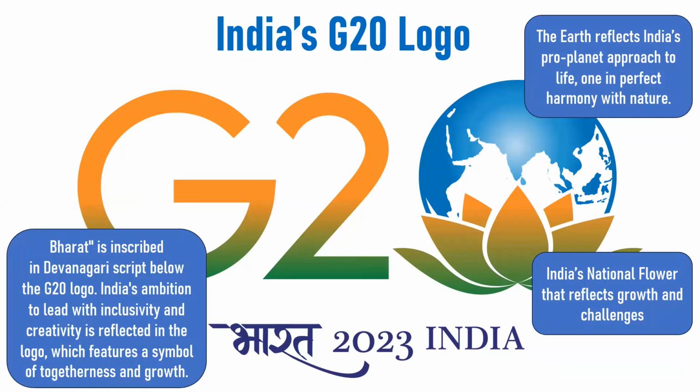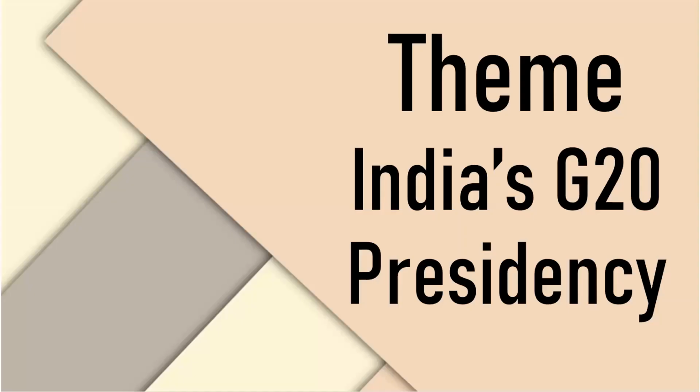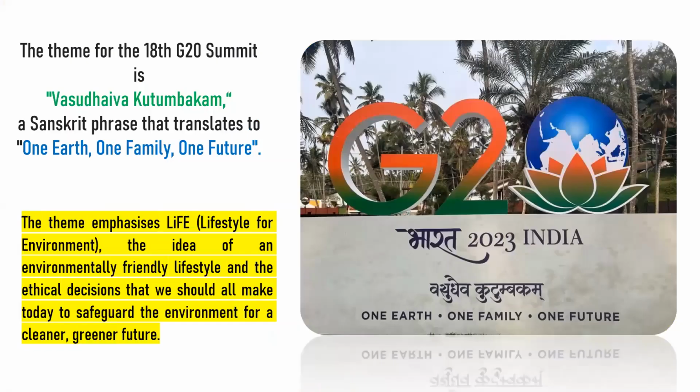The theme of India's G20 presidency, Vasudhaiva Kutumbakam, or One Earth, One Family, One Future, is drawn from the ancient Sanskrit text of Maha Upanishad. Essentially, the theme affirms the value of all life, human, animal, plant and microorganisms and their interconnectedness on the planet Earth and in the wider universe.